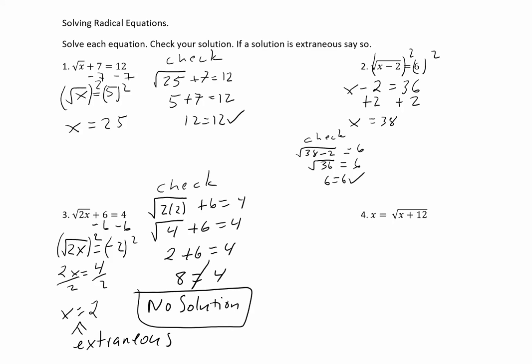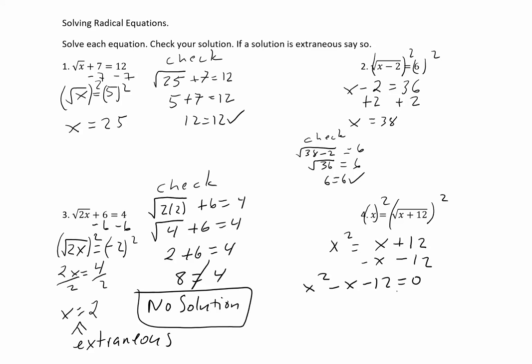All right. Okay, so on number 4, the radical is already by itself, so we need to start by squaring both sides. And when we square both sides this time, you notice that you get x squared equals x plus 12, which means that since I have an x squared and an x, I have 2 variables. And since it's x squared, I know it has to end up as a quadratic. So I need to set it equal to 0. So I need to subtract x from both sides and subtract 12 from both sides. So that's going to give me x squared minus x minus 12 equals 0.